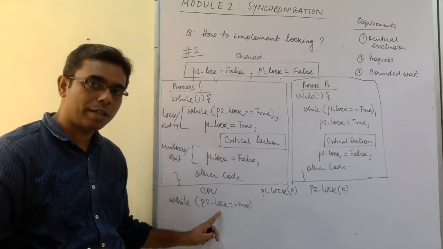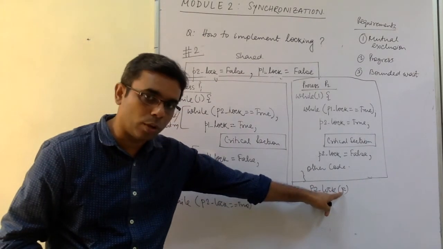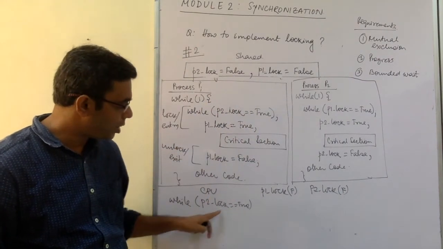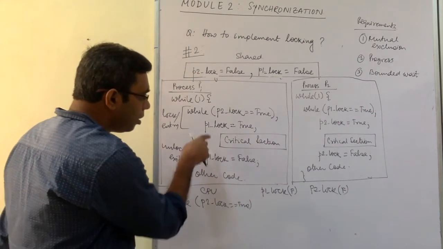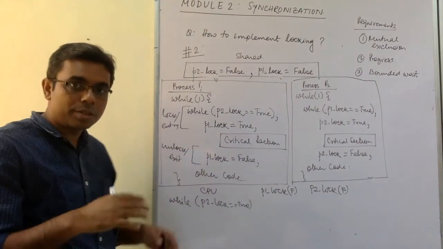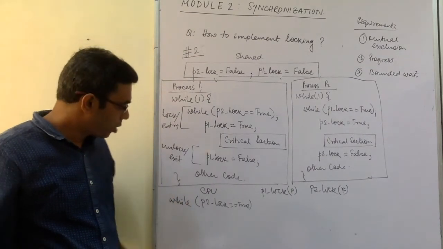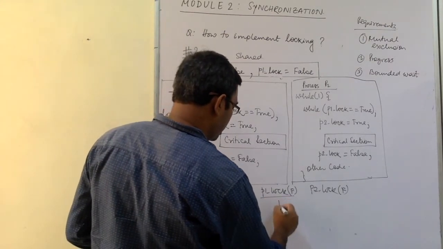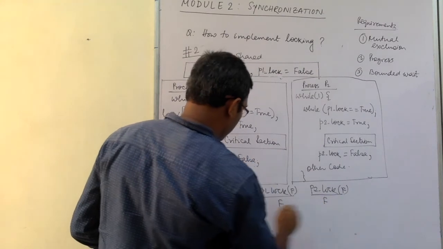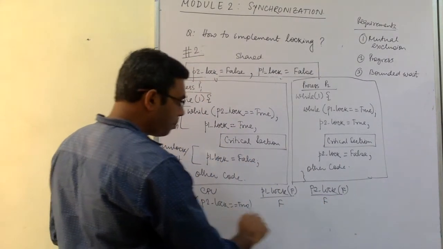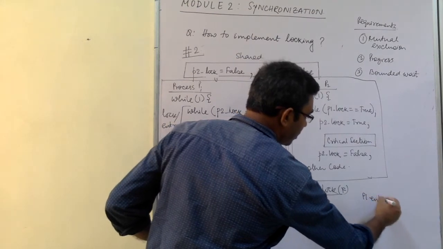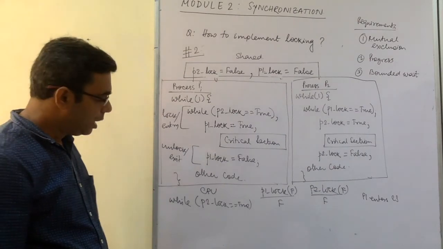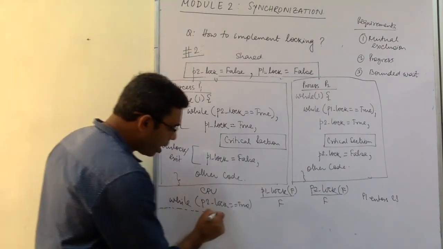What will this condition result in? Because P2 lock is initialized to false, if P1 executes, it will find this condition to be false. If it finds this condition to be false, it means it has a license to enter the critical section, so it enters the critical section. P1 lock during this time is false. This condition is satisfied, which means P1 enters CS. But the problem is now you have a context switch.